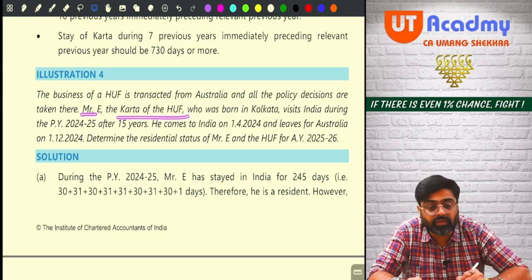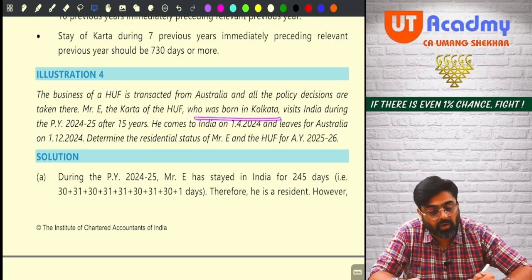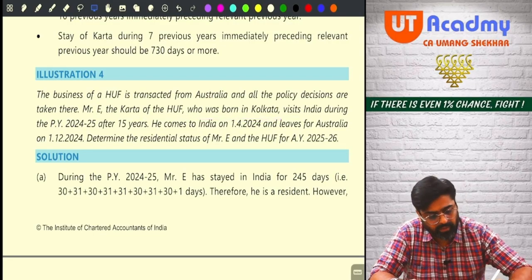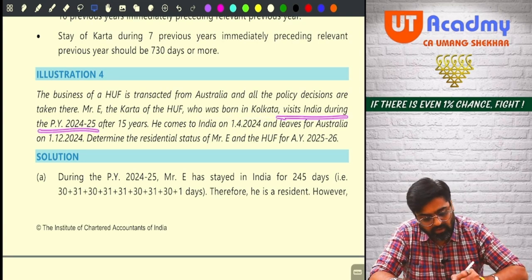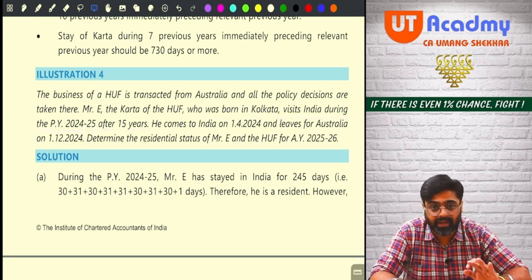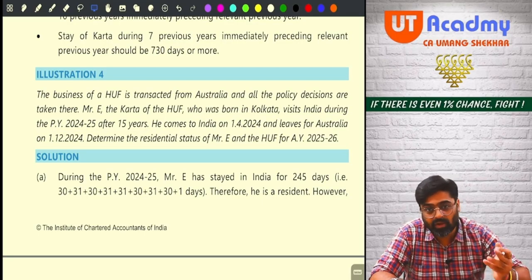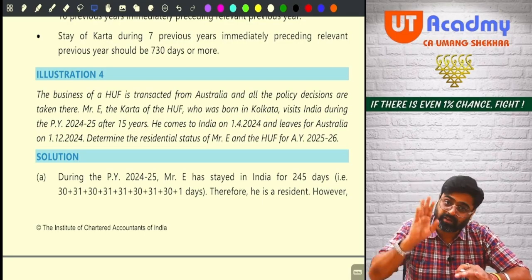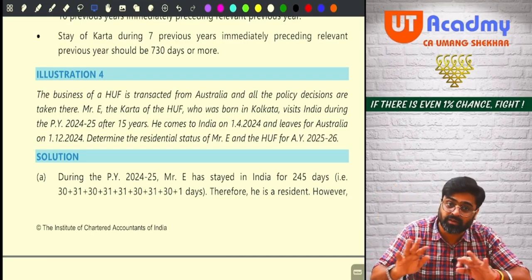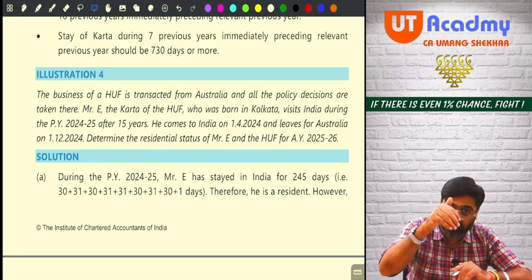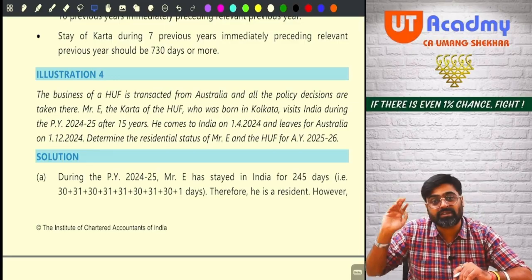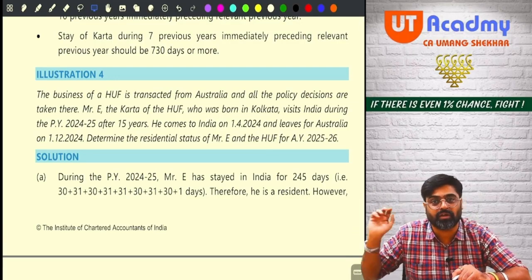Now they are saying Mr. E is the Karta of the HUF who was born in Kolkata. That means he happens to be an Indian citizen by birth. He visits India during the previous year 24-25 after 15 years. Meaning that even though he was born in Kolkata, he resides in Australia only. And since the last 15 years, he has not visited India. After 15 years, he is coming to India for the first time. So in the last 15 years, his stay in India was 0 days.